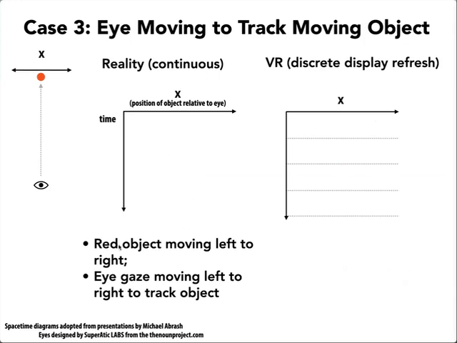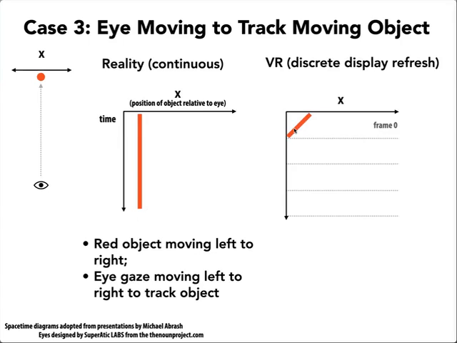So here, the red object is moving left to right, and the eye gaze is moving left to right to track the object. So what does that look like? It's the same diagram as before. For the continuous case, the position of the object relative to the eye is a fixed X, right? Because it's moving, but the eye is also moving with it. So it stays at the same X location in the eye for all time. But what happens in VR? This is the place where we have to reason it through. This happens for frame 0.